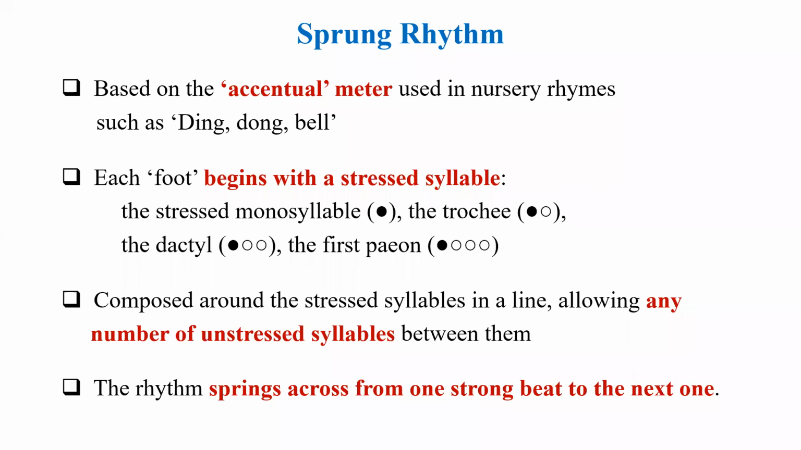So why do we remember all these things? Because this rhythm helps us to remember those lines, that image. So, ding dong bell. And Hopkins thought, why not use it in poetry? And this is called sprung rhythm.